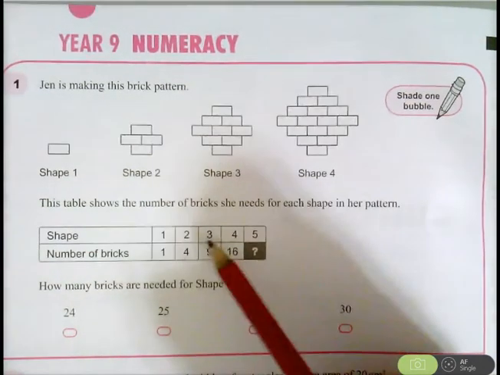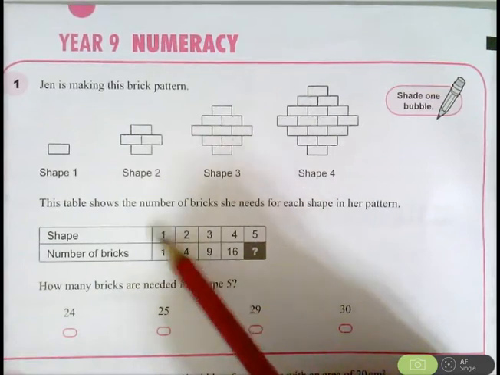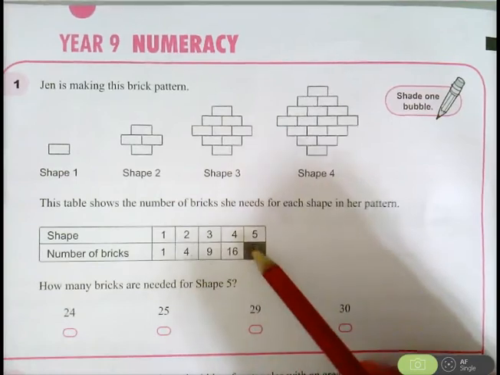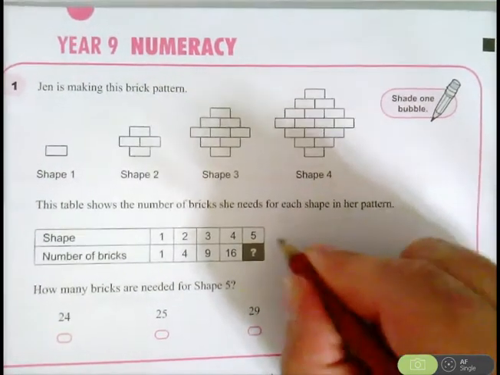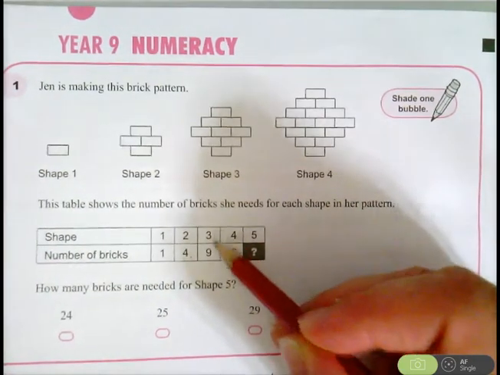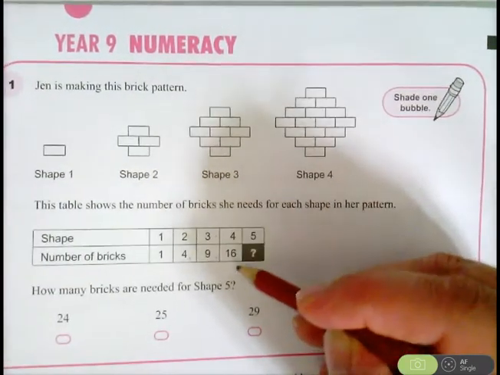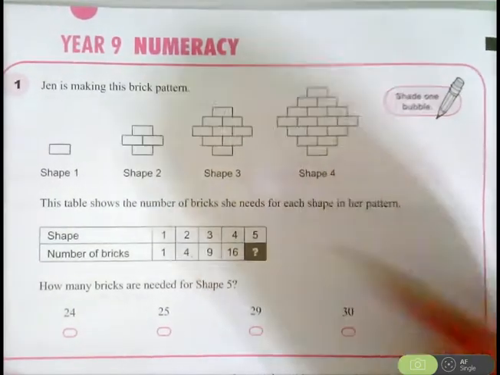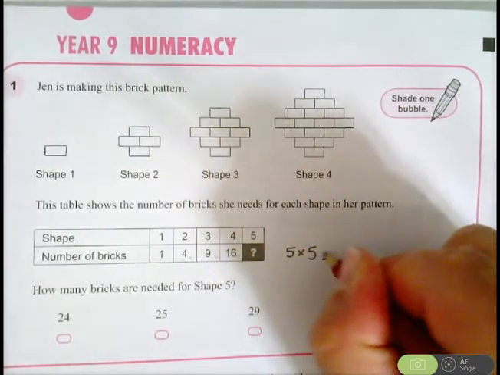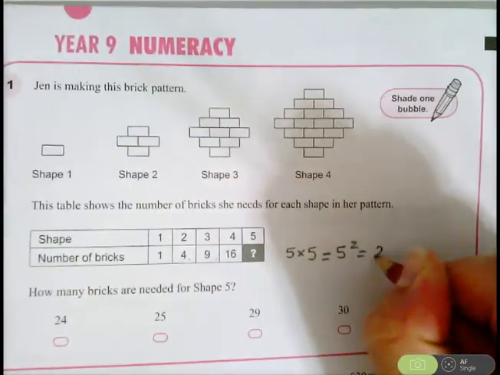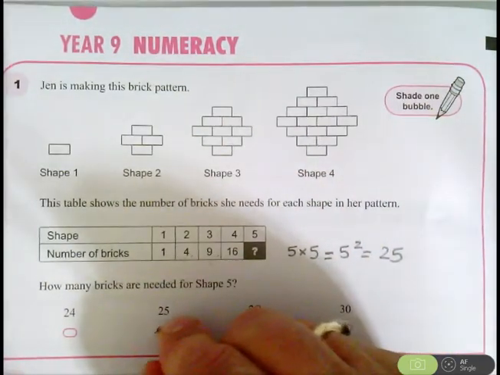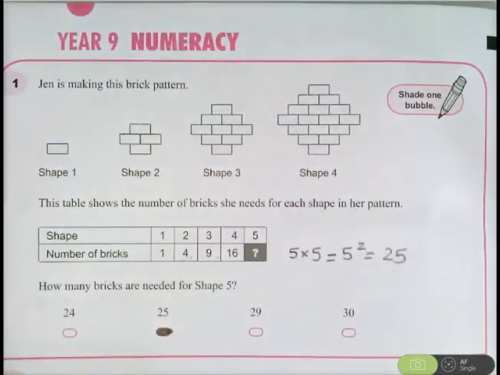What we've got to notice here is that there is a pattern between the top row and the bottom row: 2 and 4, 3 and 9, 4 and 16. For example, 2 times 2 is 4, 3 times 3 is 9, 4 times 4 is 16, 5 times 5 is 25. So the answer is 5 times 5, or 5 squared, which is 25. And just noting with the first one, 1 times 1 is 1. So our answer for question 1 is 25.